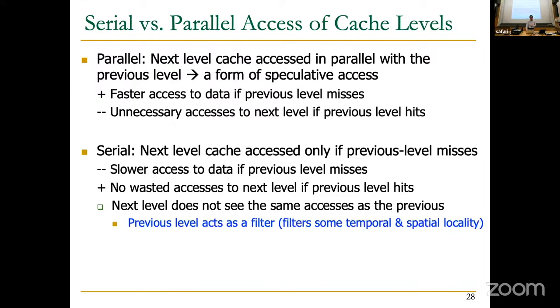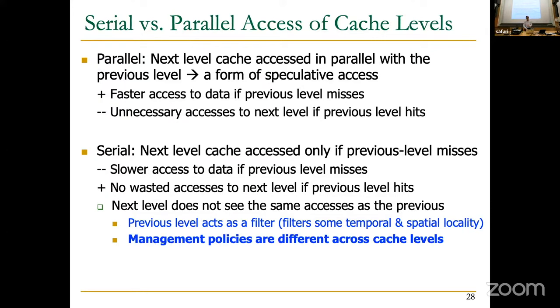Now, this has implications. Essentially, a previous level is acting as a filter. It filters some temporal and spatial locality. So the locality that's seen in the access pattern is very different across different levels in the end, which means that management policies should be different across different levels, and they are different. This is one of the other reasons why cache management policies differ across these different cache levels.